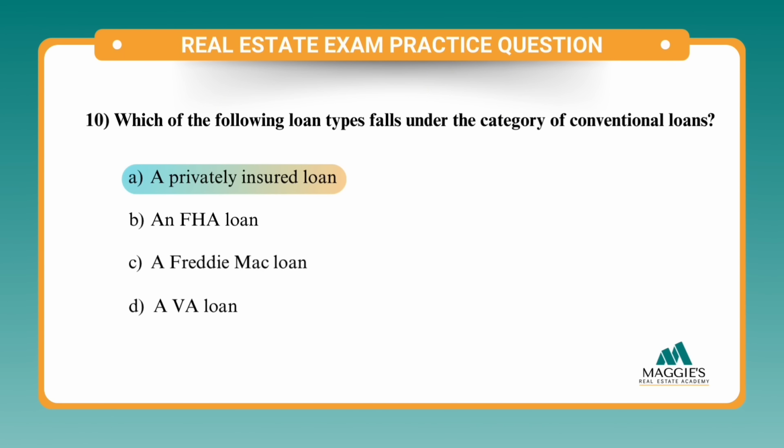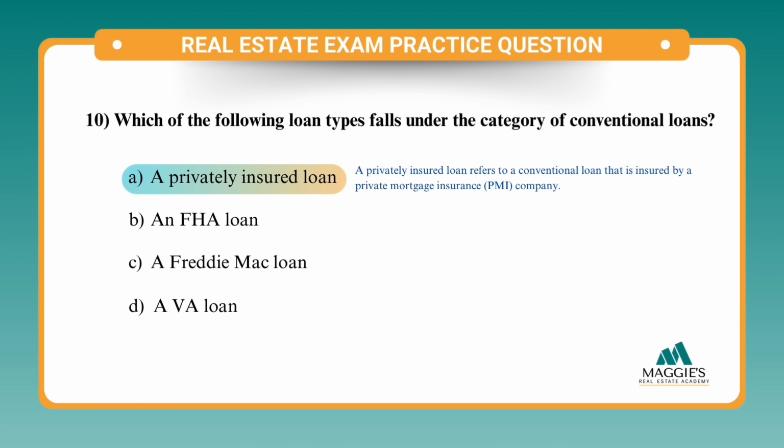All right, so remember, conventional loans are mortgage loans that are not insured or guaranteed by the government. Instead, they're offered by private lenders like banks, credit unions, or mortgage companies. And they adhere to guidelines set by Fannie Mae and Freddie Mac, which are government-sponsored enterprises, or GSEs, that purchase and securitize mortgages.